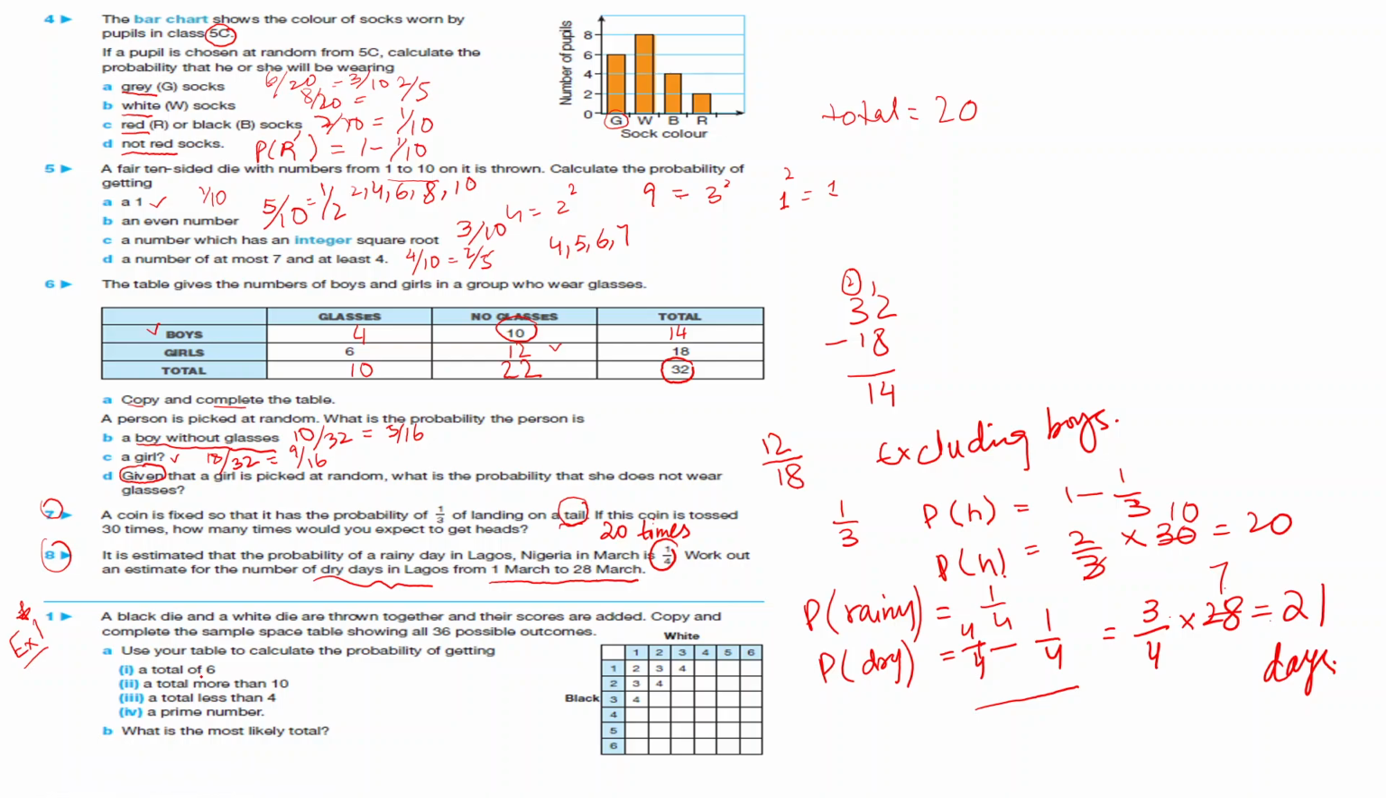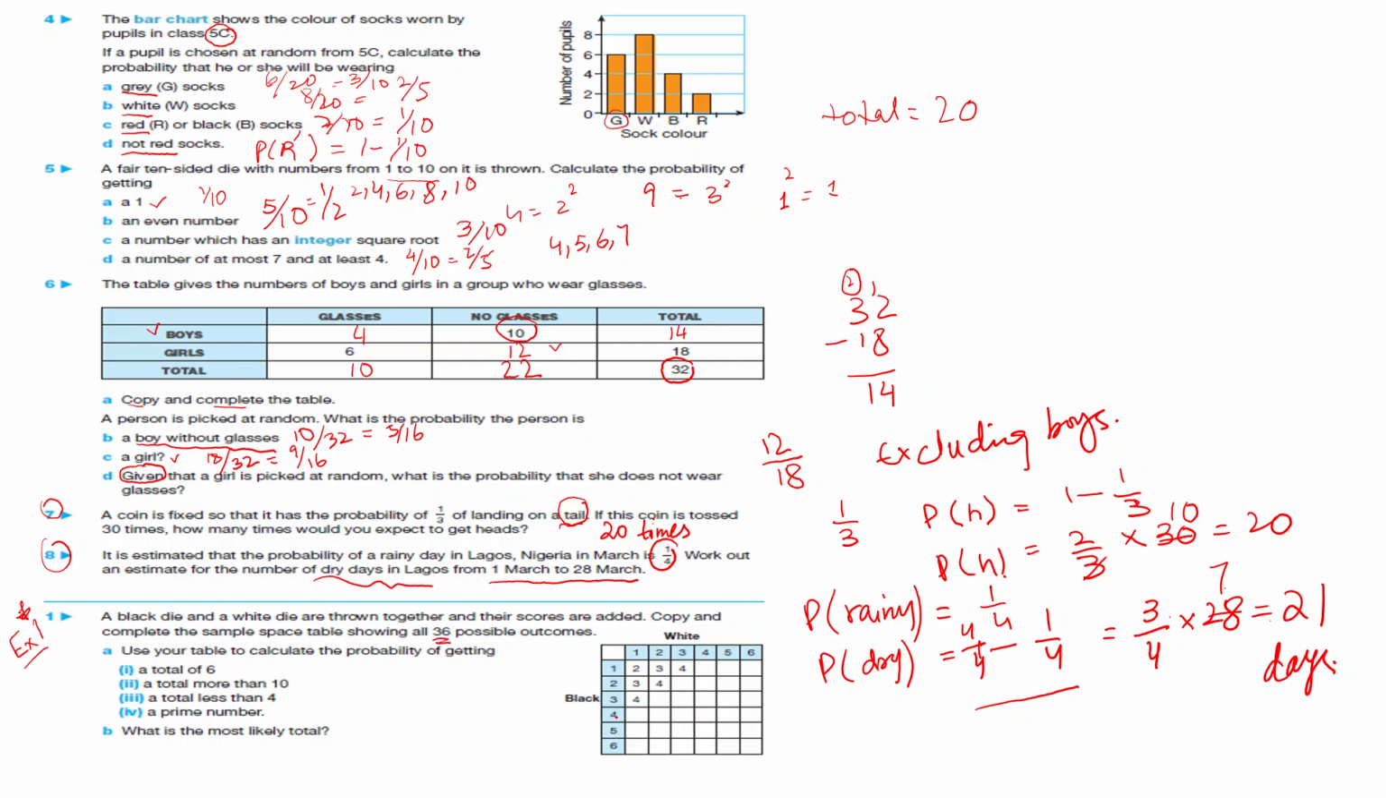A black die and a white die are thrown together and the scores are added. Copy and complete the sample space table showing all 36 possible outcomes. Use your table to calculate the probability of getting a total. Okay, first you have to complete. Here is 1, 2, 3, 4, 5, 6.